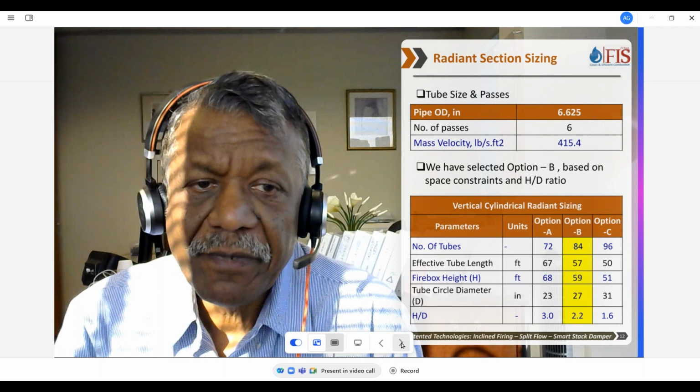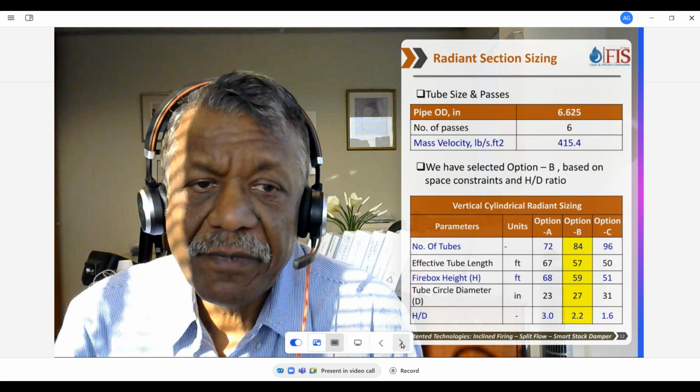And then radiant section calculations are iterative calculations, and everything in chemical engineering is empirical. So what we do is we develop some configuration, and then we check whether it meets our objective or not, whether it meets the heat balance or not.